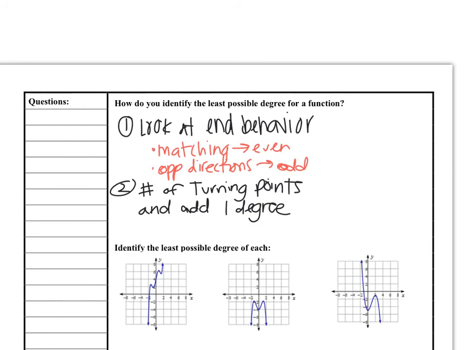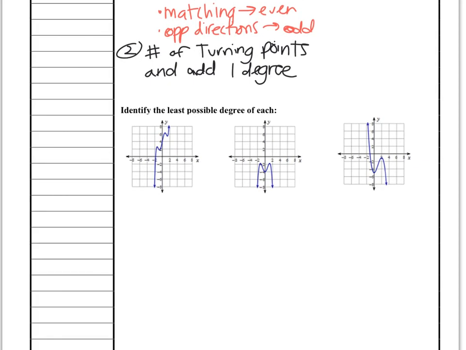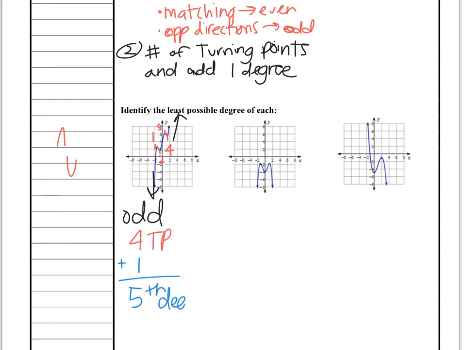So we'll look at 3 little quick examples and then we are done. So this first one we're looking at, the ends are in opposite directions, so it must be an odd degree polynomial. So that would be a degree of 3, 5, 7, 9, etc. Then we look at the number of turning points. Remember, turning points are those hills or valleys. So we're looking here, we have 1, 2, 3, 4. So 4 turning points, TP for turning. And then plus 1 gives us a 5th degree polynomial, and it's at least a 5th degree. So it could be higher than 5th degree, but it's at least a 5th degree polynomial.